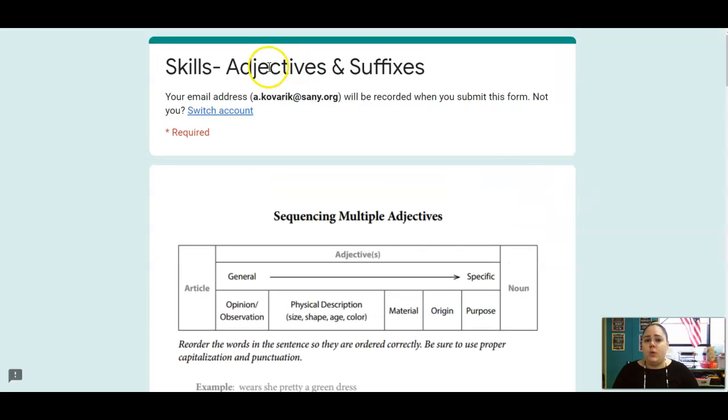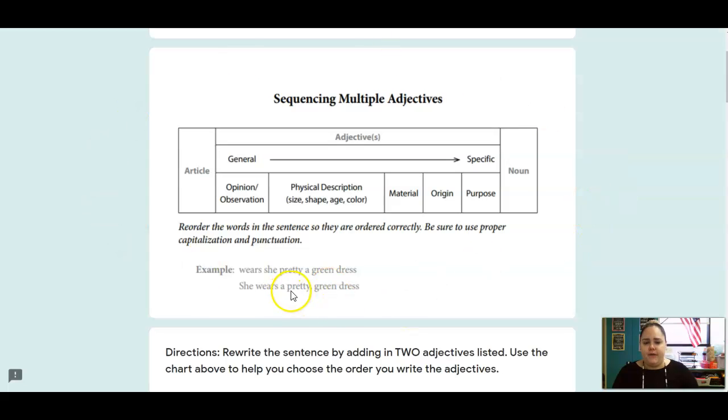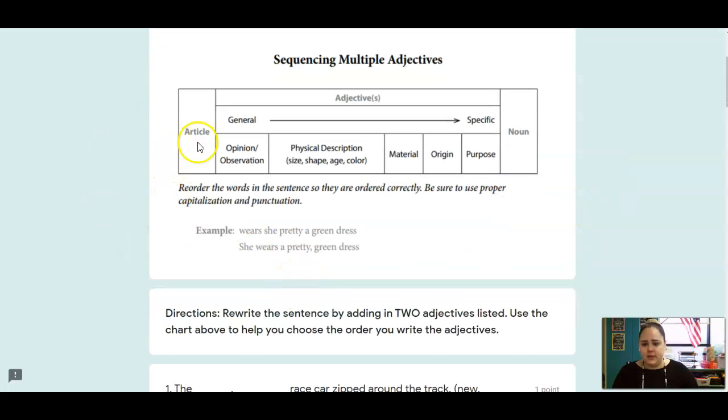So we're going to review what we learned about adjectives a couple lessons ago, and we're going to talk about suffixes. So here is that chart again of how we order different adjectives. So we start with the article, which is a, the, this, stuff like that. The first adjective that's going to come is if it's an opinion. So here, pretty, that's an opinion. It's going to be the first adjective listed. Then we have physical description. So the size, the shape, the age, the color. So that is where green went because green is a physical description.